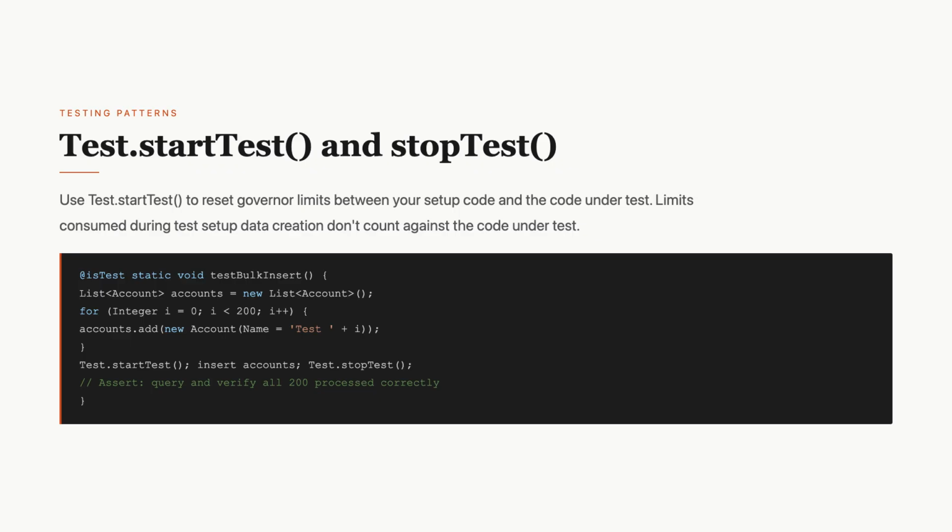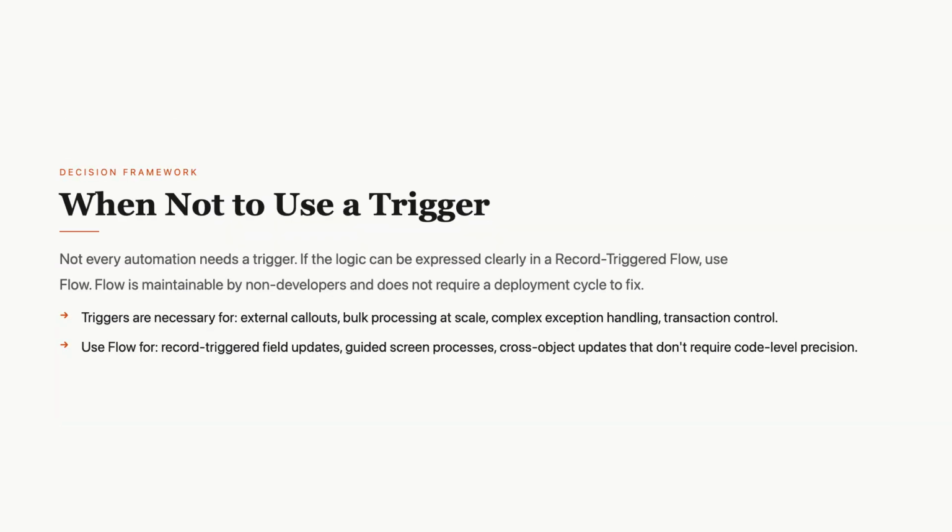Test coverage. Apex requires 75% code coverage before you can deploy to production. This is a minimum, not a target. Write tests that verify actual business logic, not tests that exist to reach the percentage. A test that inserts one record does not verify bulk behavior. Insert 200 records in your test. Verify that the trigger processed all 200 correctly with the expected number of queries.